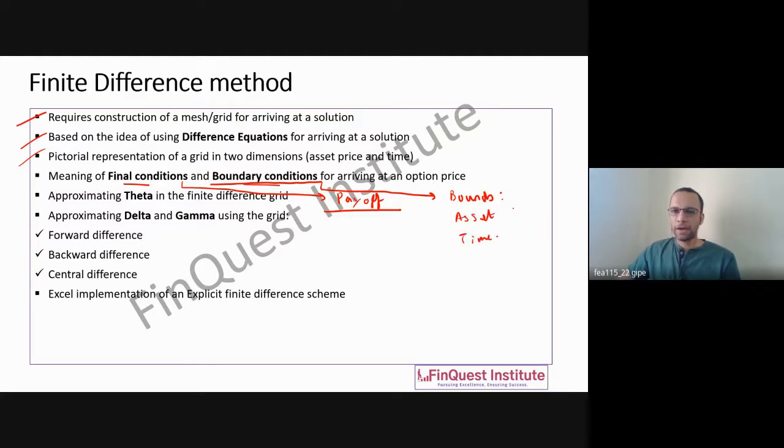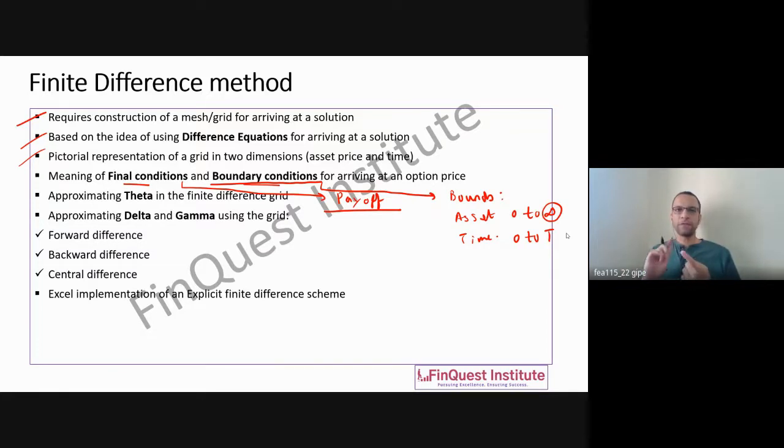My asset could ideally range from 0 to infinity, but infinity is not possible. So we are going to replace infinity with some large enough quantity so that it remains finite, and at the same time is sufficiently large so that we have the entire scenario captured. And next is the time step. For time, there's no uncertainty, right? We have zero to capital T because capital T is known. We know the exact time to expiry for the option. So there is no problem in that. These are what you call boundary conditions.